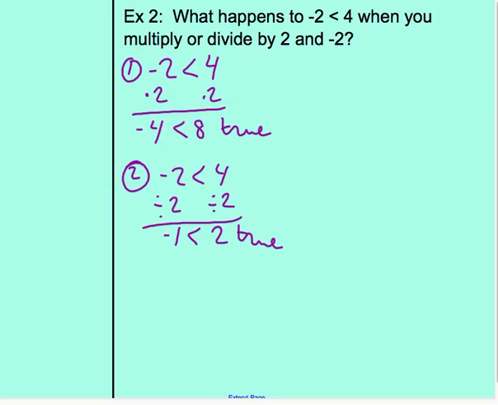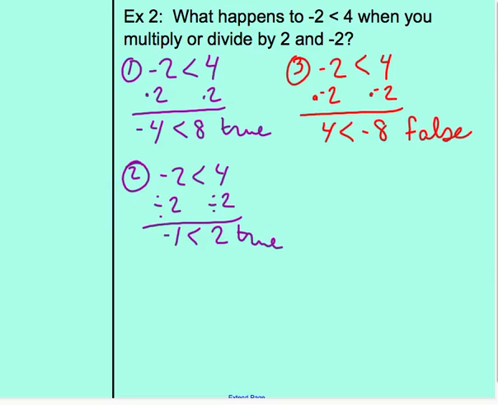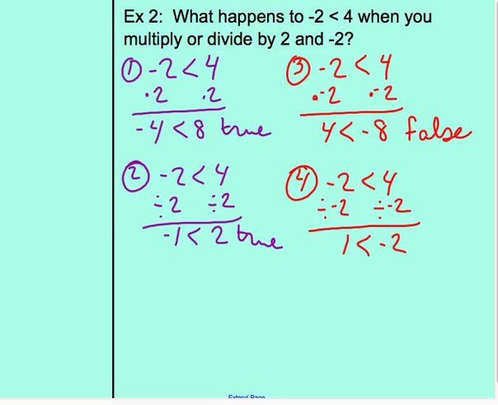Well, we have one more relationship to look at, and that's multiplying and dividing by a negative. So if I take -2 less than 4, and I multiply both sides by -2, I get 4 is less than -8. Well, 4 is not less than -8. 4 is greater than -8, so we have a false statement. Let's see what happens when we divide. -2 less than 4, and if we divide both sides by a negative, we get 1 is less than -2. Again, 1 is not less than -2, that is false.